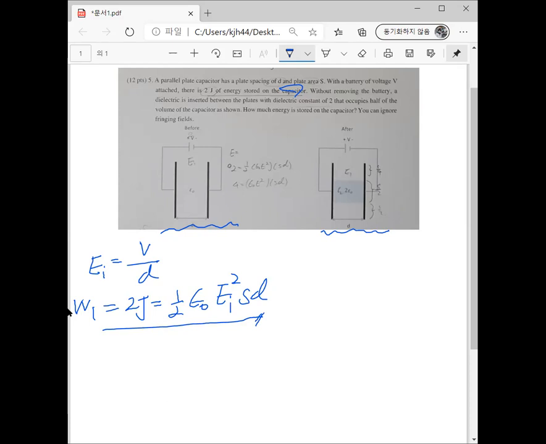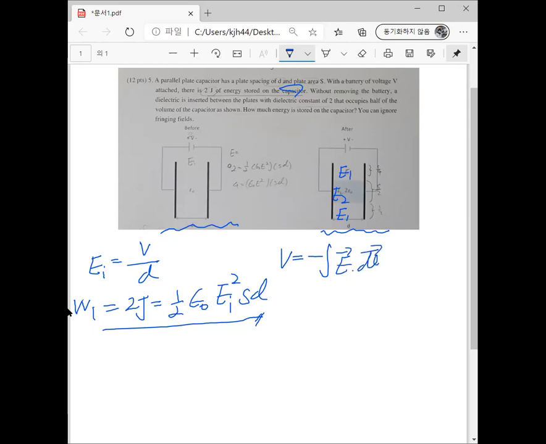And let's also take a look at the final stage after the dielectric is inserted between 2 plates. So let's denote this electric field for this part, free space, as E1, and the electric field that is in the space where dielectric is inserted as E2. The voltage drop between 2 plates is given by this integral.